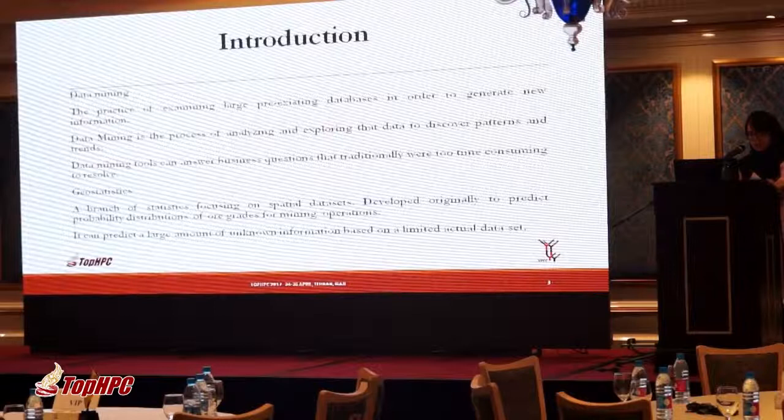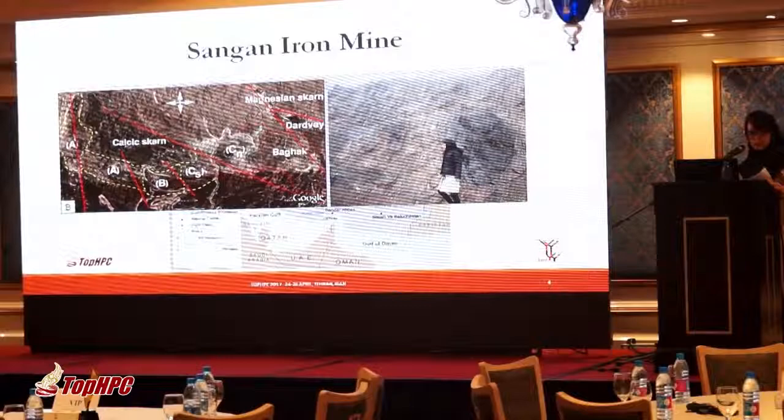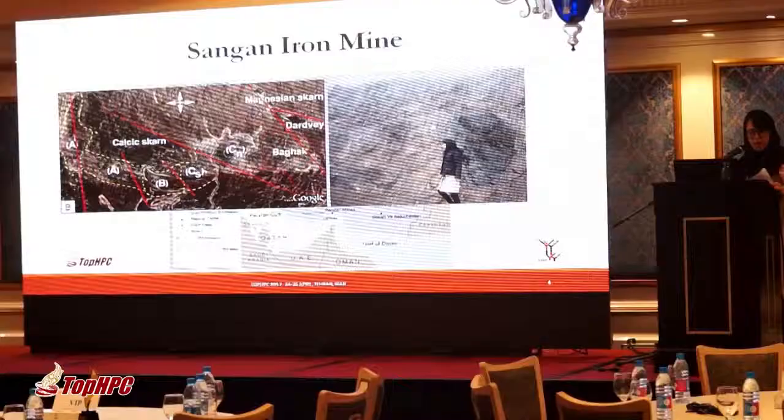About the Sangan iron mine, which is located in the east of Iran near the Afghanistan boundary: Sangan is known as a world-class iron skarn deposit with a proven resource of over 1,000 million tons of iron, and as one of the most important mines due to containing a high grade of iron and of course a very low grade of phosphorus, because this element is directly related to weakening the quality of iron.